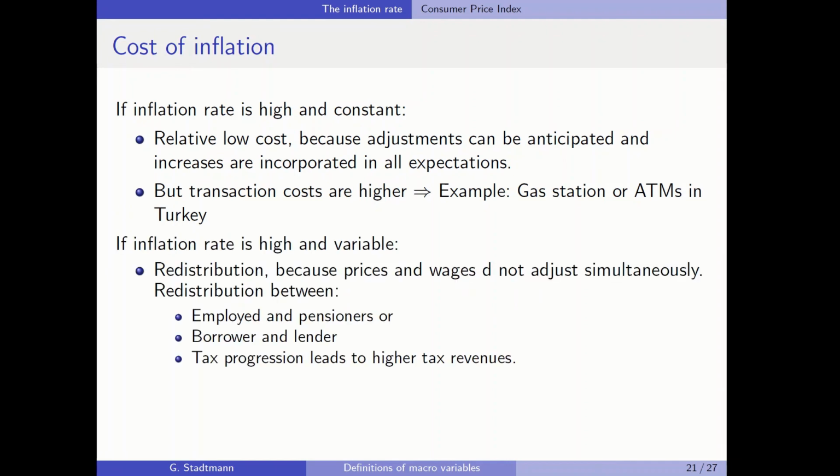When the inflation rate is high and variable, then redistribution takes place because prices and wages do not adjust simultaneously. We have a redistribution between employed persons and pensioners because the pensions are not adjusted in the same way as the wages. We also have redistribution effects between borrowers and lenders, and the tax progression leads to higher tax revenues on the side of the government.